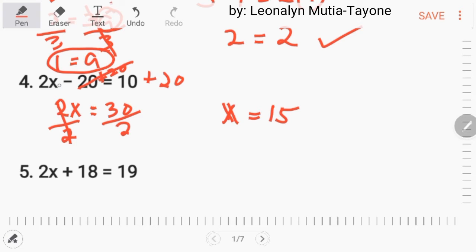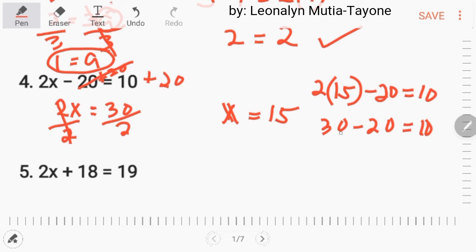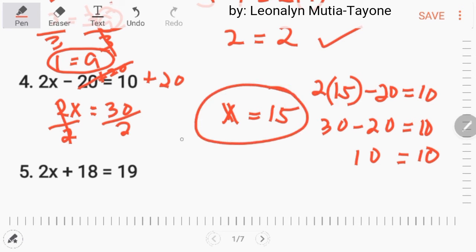Let's double check. 2x. So, 2 times 15 minus 20 equals 10. And this is 30 minus 20 equals 10. So, 30 minus 20, that is 10. So, our answer is correct.